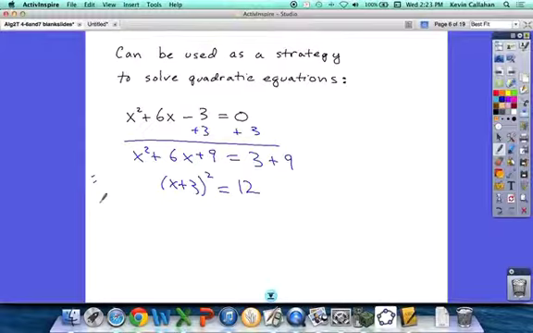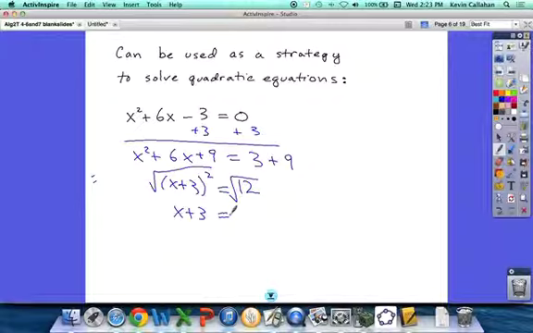Okay, so if you're solving by completing the square, because right now you've isolated the x inside the parentheses, which is being squared, take the square root. Right, take the square root of both sides. What do you get when you take the square root of a square? They cancel each other out, right? A square root undoes a square. So all that's left on this side is an x plus 3. Okay. And what do you get when you take the square root of 12?